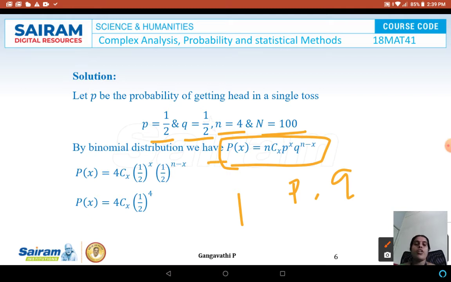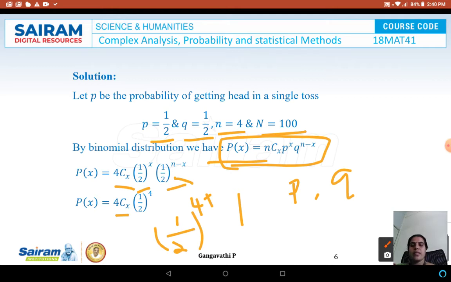So from the binomial distribution, we have this function. Whatever values we know, we may substitute. It is 4Cx half to the power of x and half to the power of n minus x. So 4Cx half, when I add the powers x plus n minus x. Substituting the values, x is as it is, n minus x is 4 minus x, and adding the powers, half to the power of 4, sorry, n is equal to 4 here.